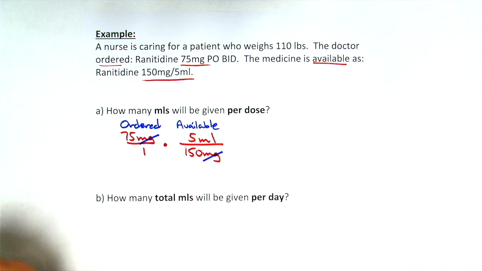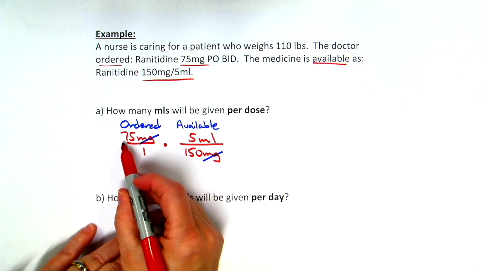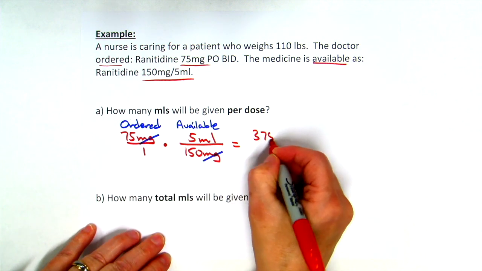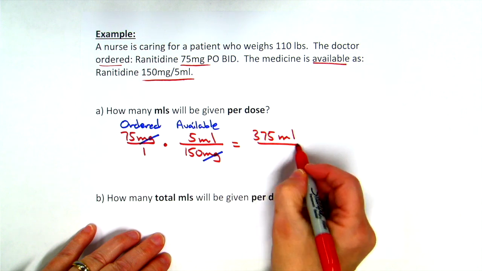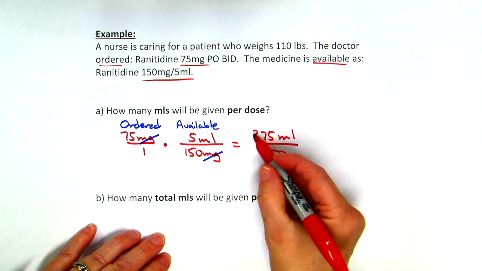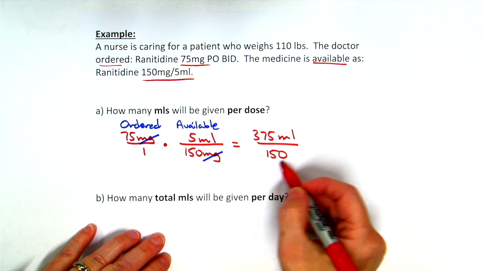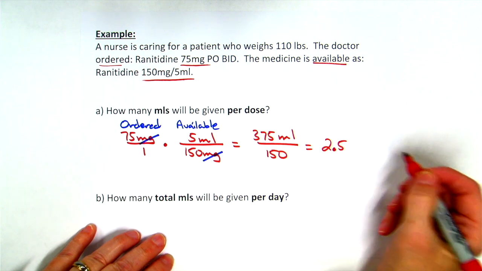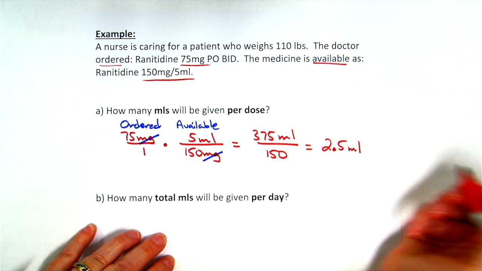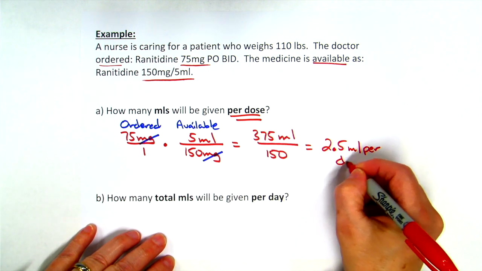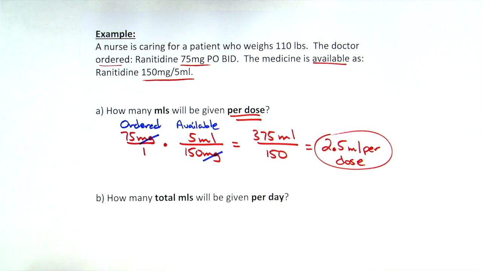All right, so it now is a straight multiply across the top, multiply across the bottom. 75 times 5 will be 375 milliliters on top. 150 times 1 is 150 there on the bottom. Straight divide here, 375 divided by 150 is going to give me 2.5, and this is milliliters, all right, per dose. Okay, so every time I give it, 2.5 milliliters per dose.